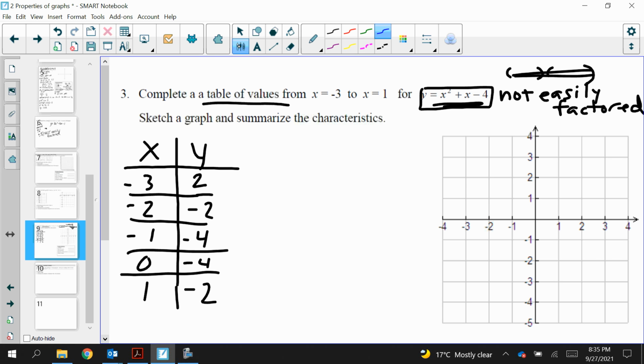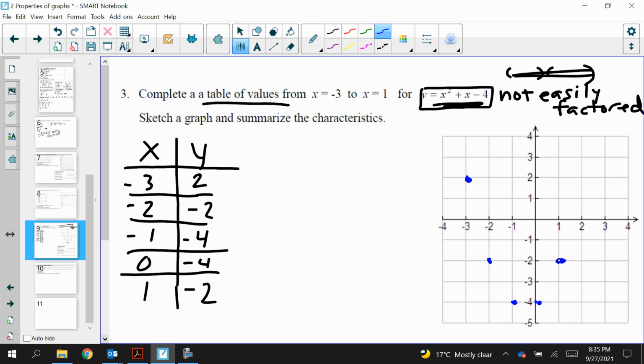So -3, +2. -2, -2. -1, -4. 0, -4. And +1, -2. So this is what we can see so far of the graph.